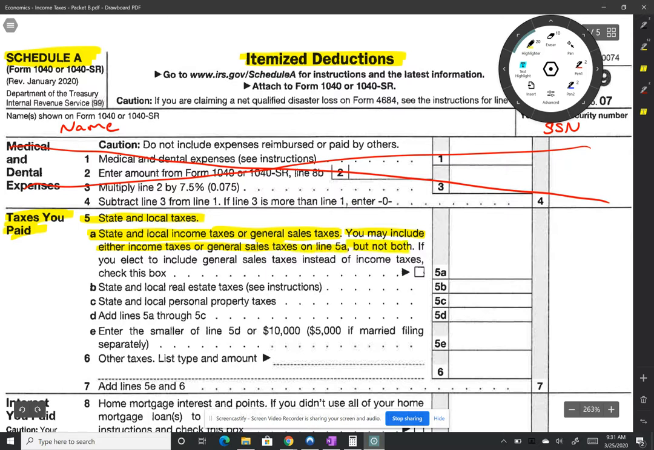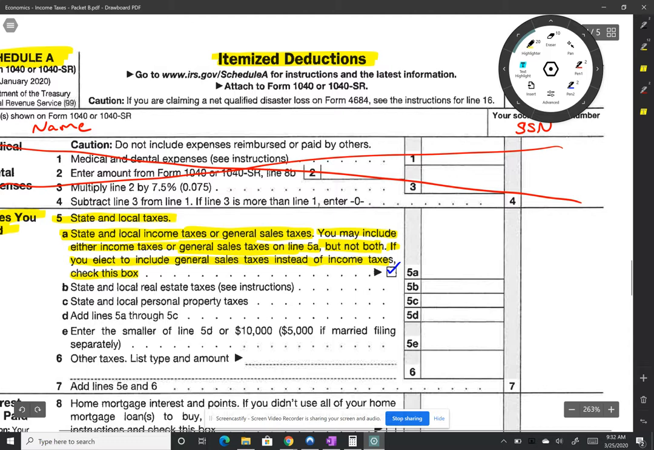Well, that's because people in New York and California, yeah, they pay state income tax, but they also pay sales tax. And so it's an either or situation. Well, here in Texas, our state income tax is 0. So we're always going to take our general sales tax, which brings us to the next sentence. If you elect to include general sales taxes instead of income, check this box. So we are always going to check that box.